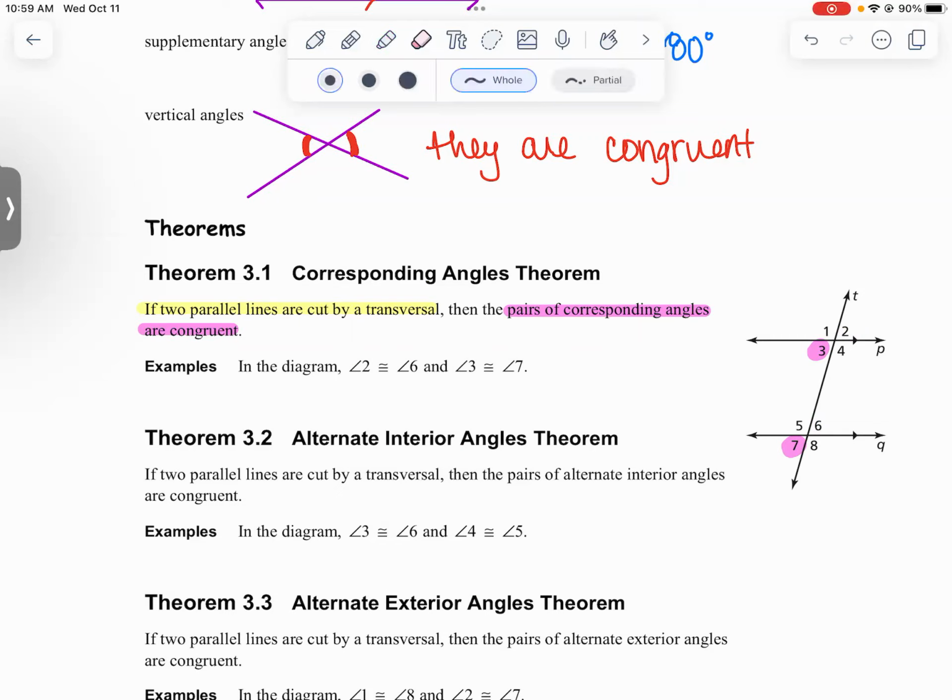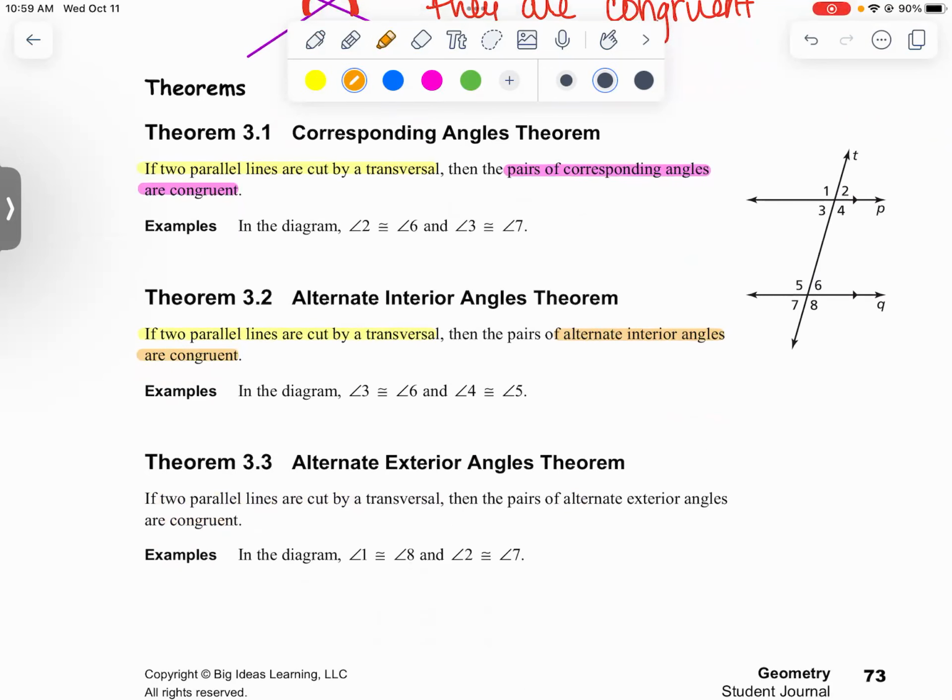Okay. If two lines are parallel, cut by a transversal, then alternate interior angles are congruent. Okay. So 3 and 6, those are alternate interior angles. Since we have parallel lines, they are going to be congruent. They are the same measure. Okay. Angles 4 and 5, those are alternate interior angles. So they are going to be congruent since we have parallel lines.